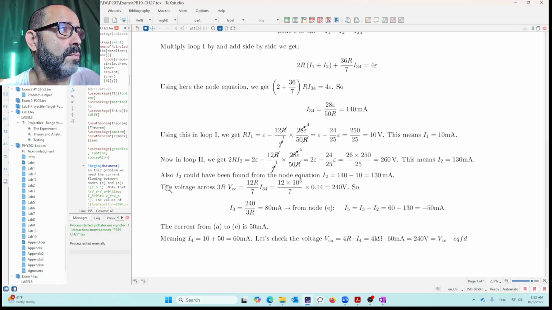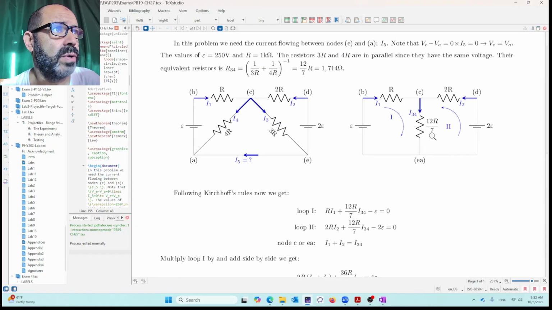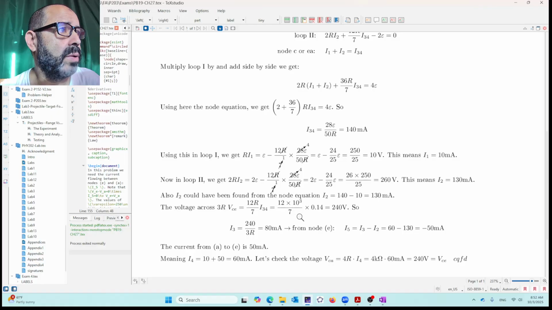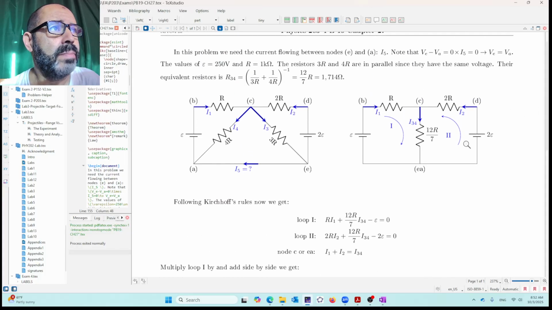So the voltage across the 3R, which is VCE, is equal to the equivalent resistor, 12R over 7, times this current that we just found, I34. Okay? And you proceed with the calculations. 12 times 1000, because you have a kilo ohm, divided by 7 times the current, which is 0.14. We could multiply the milli by the kilo and cancel them, but we also could proceed this way, and the voltage is 240 volts. That makes sense, because there is a 250 volt in here, and there is 10 volts dropped in here, so there is 240 left in here. So that makes sense in terms of the algebra.